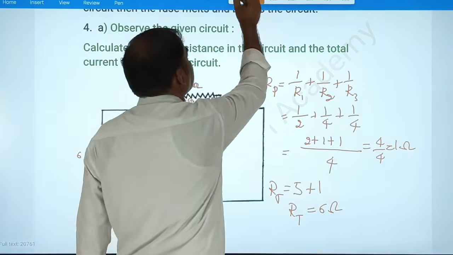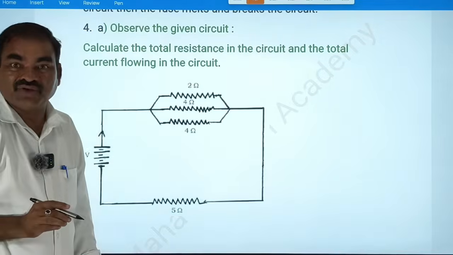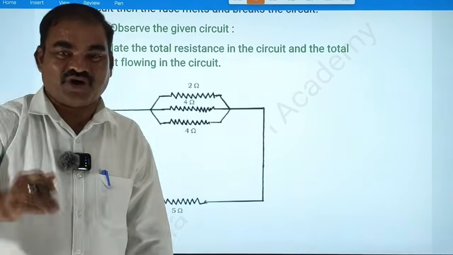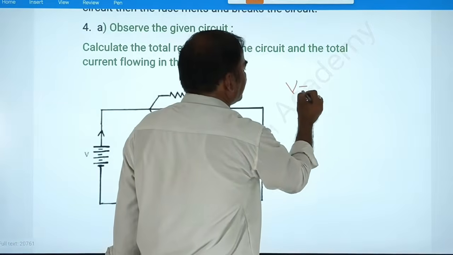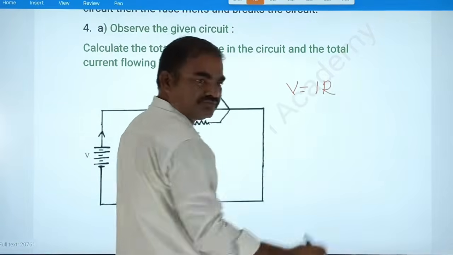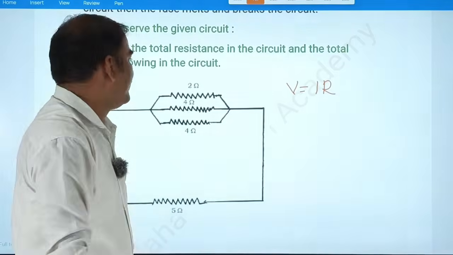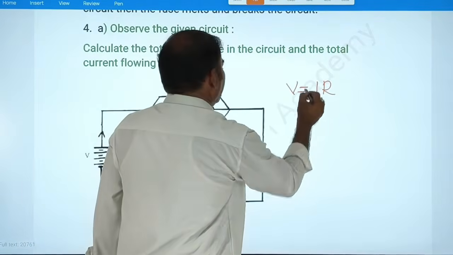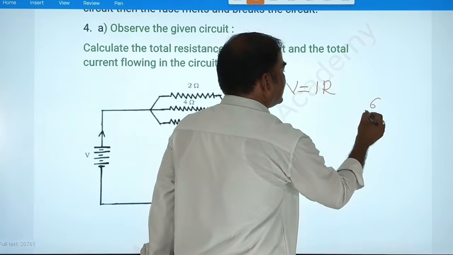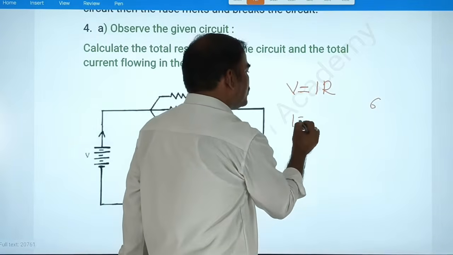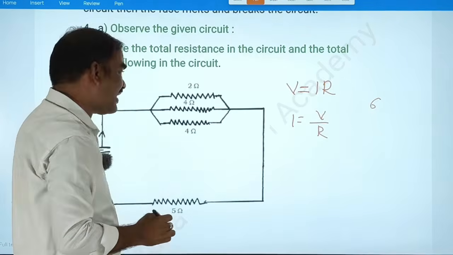Next, calculate the total current flowing in the circuit. Current flowing in the circuit, what do we have to find here? We are going to use Ohm's law. What Ohm's law states, we'll discuss later on. V equals IR. Voltage is directly proportional to current. So V equals IR. Here we got resistance 6. This we can write as I equals V divided by R.